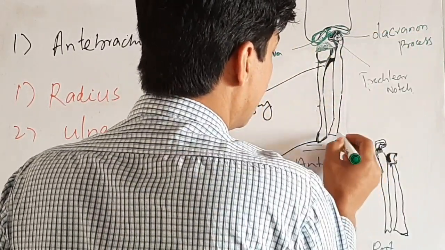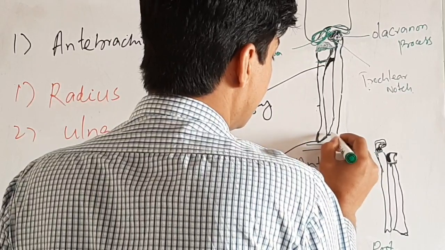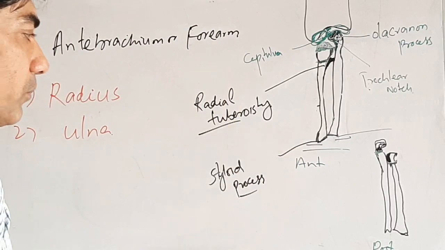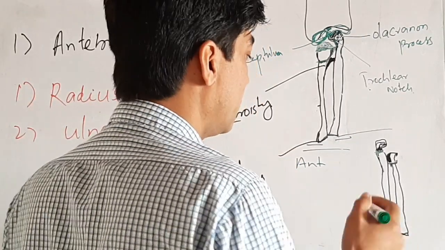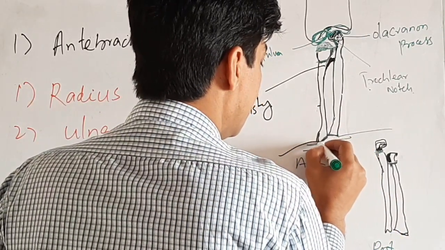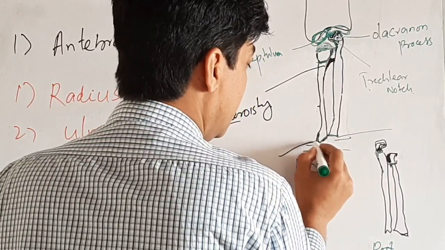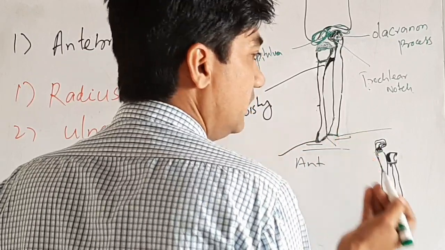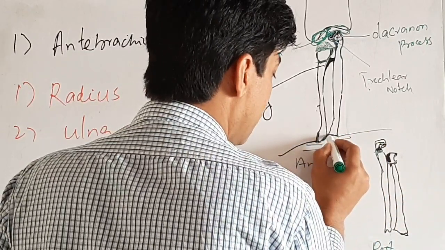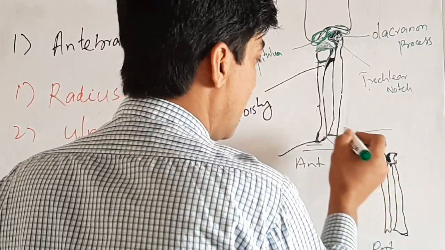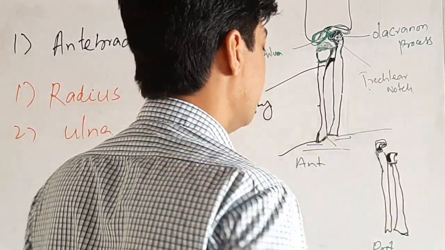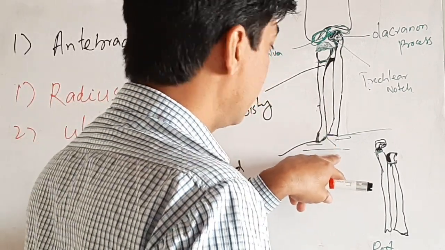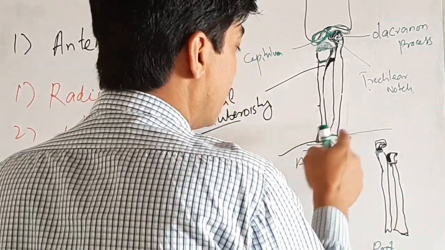Distal to the olecranon process is another process, also called the styloid process. There are four processes with the name styloid process: the styloid process of the radius laterally, and the styloid process of the ulna medially. The names of these processes are the same, styloid process.